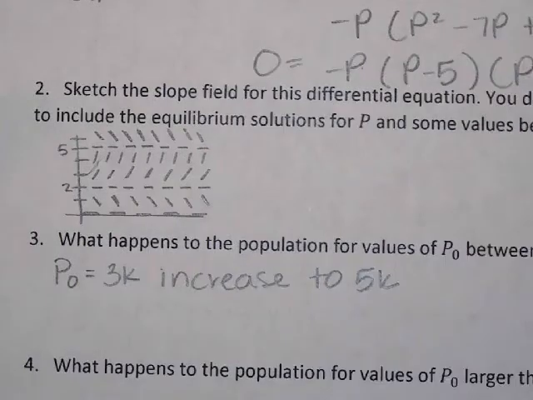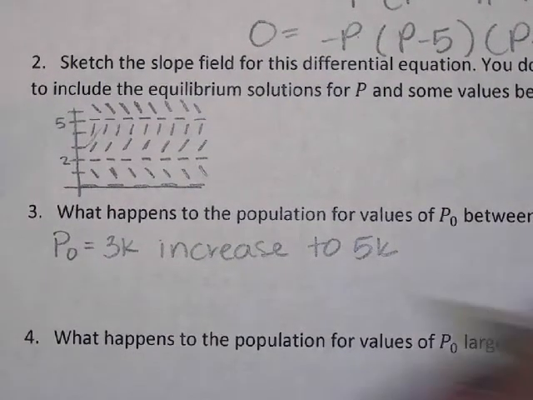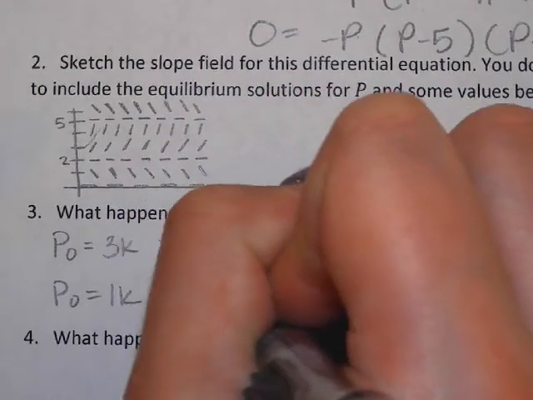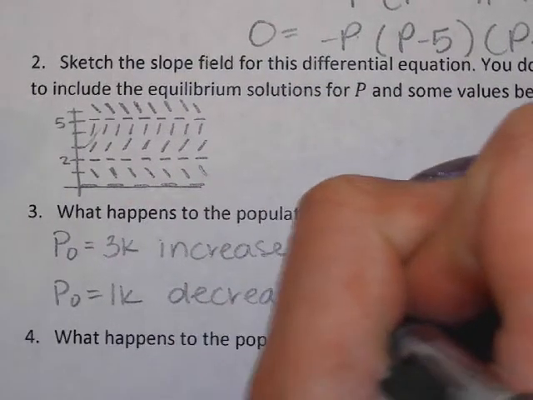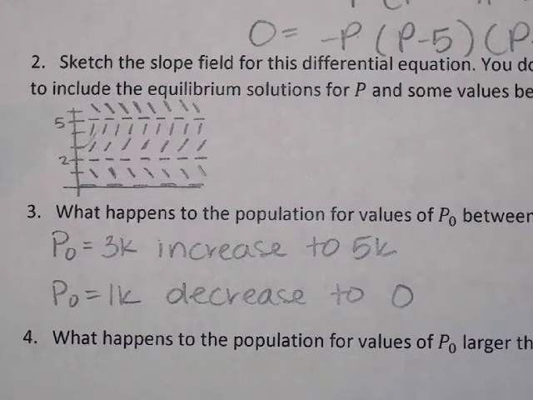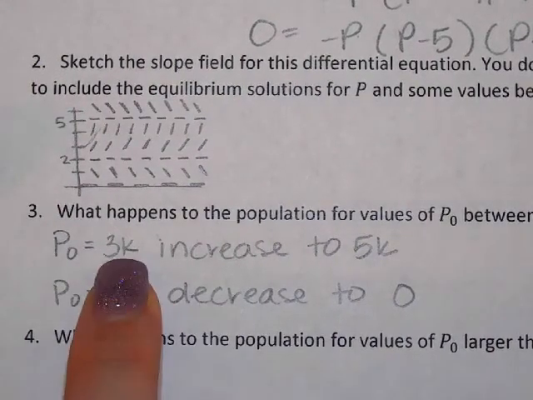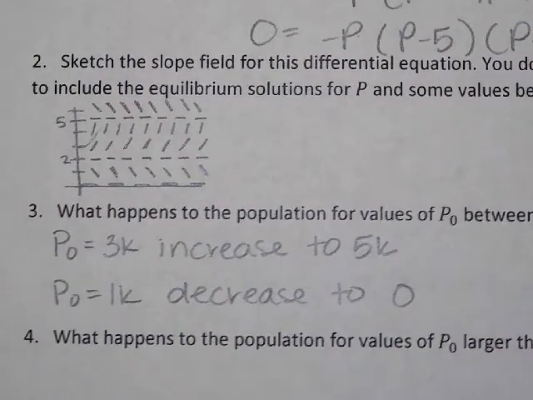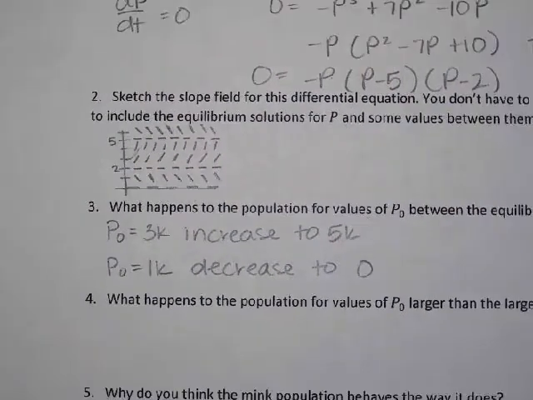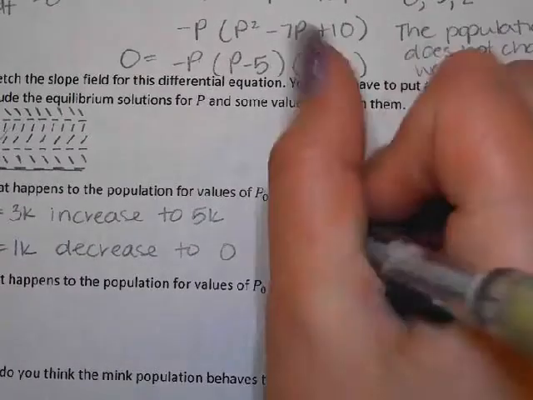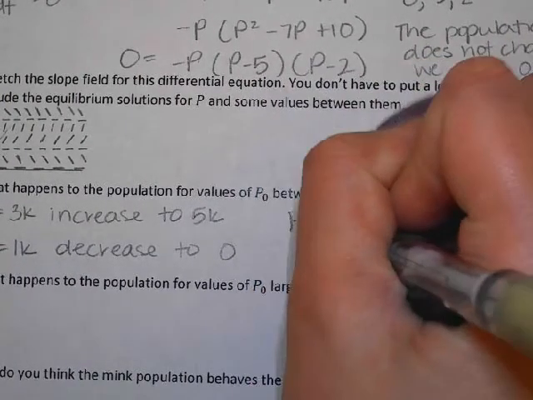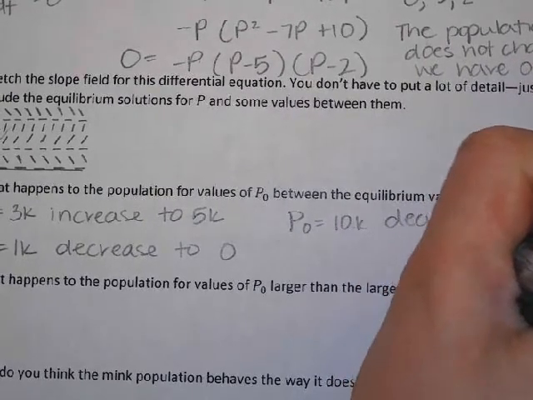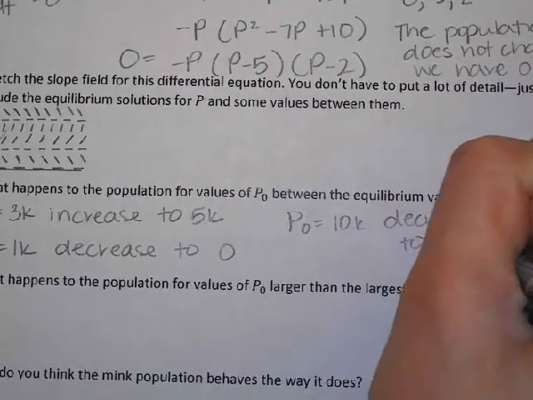Are you guys okay with me writing K? If you start off with 1,000, it would decrease to 0. I wrote the K because I didn't have enough space for 3 zeros. But I was like, aha, that's a clever way to make up for my mistake. All right, and then we said if we started at 10,000, then it would decrease to 5,000.